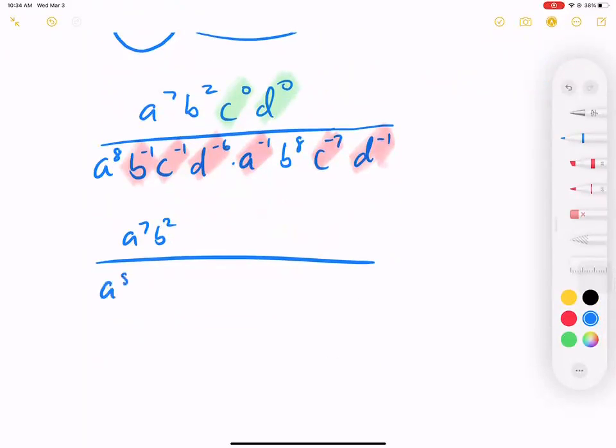I have a to the 8 on the bottom. That b to the negative 1 needs to go on top. That c to the negative 1 needs to go on top. And that d to the negative 6 needs to go on top. That a needs to go on top. That b needs to stay on the bottom. And that c goes on top. And that d goes on top. Wow, we moved a lot of people up, right? We moved our B, C, D, A, C, and D. We moved them all up. And please remember, you don't write the negative signs once you move them to the other side.